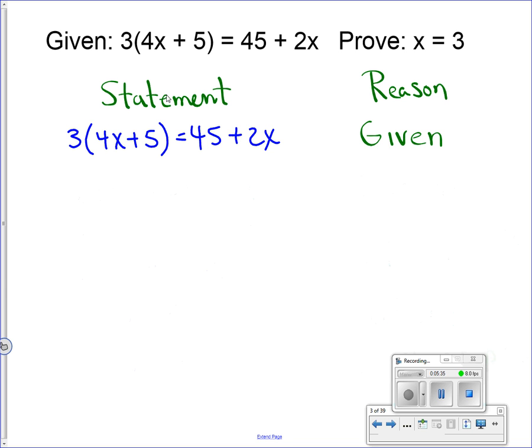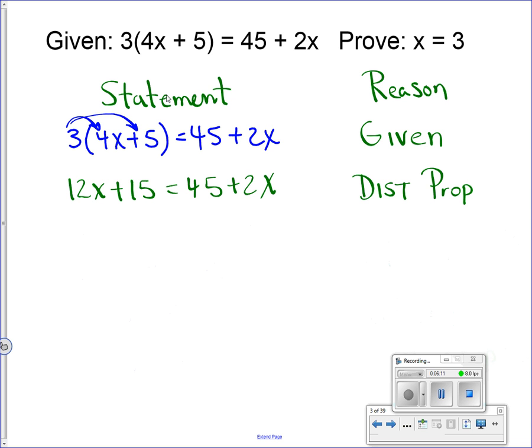Okay, so how about this one? How do I know that 12x plus 15 equals 45 plus 2x? Well, the reason I know that is because I can take that 3 and distribute it through, and when I do, I end up with these two terms. 3 times 4 is 12x, 3 times 5 is 15. There it is. Now, how do I know I can take this statement on the left and replace it with this other statement on the left? Why am I allowed to do that? And why has that not changed the whole entire equation? The reason is because of the distributive property.